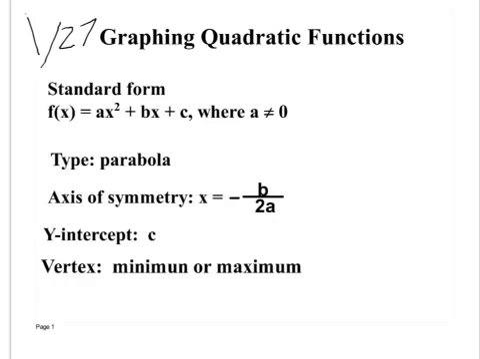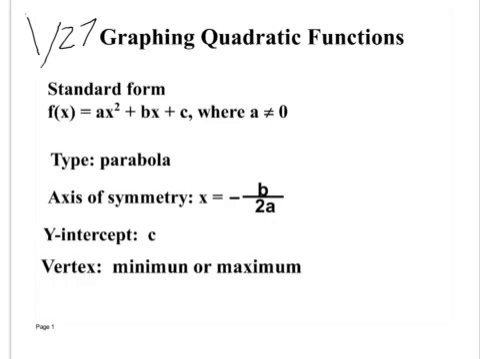Axis of symmetry. To find the axis of symmetry, you take negative b over 2a. The axis of symmetry is a line that cuts it in half, where it's equal on both sides. This is the formula to get the axis of symmetry: x equals negative b over 2a.